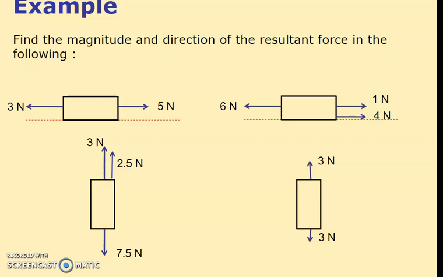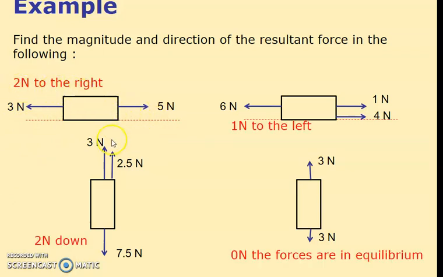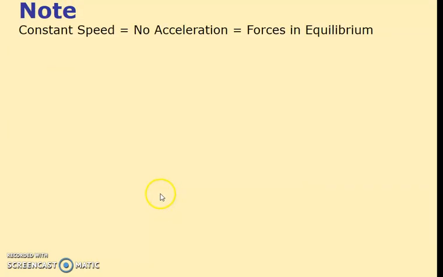If I've got a force here of 3 newtons to the left and 5 to the right, it won't surprise you. Overall, it's 2 to the right. And I'll just put those answers up, and you can pause them and make sure you understand why. So we are then going on to look at this in more detail.